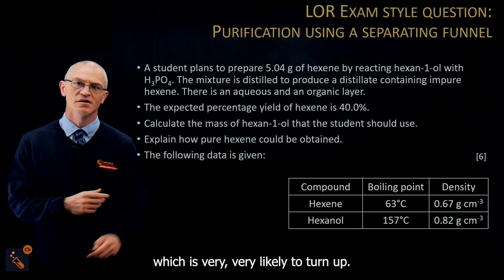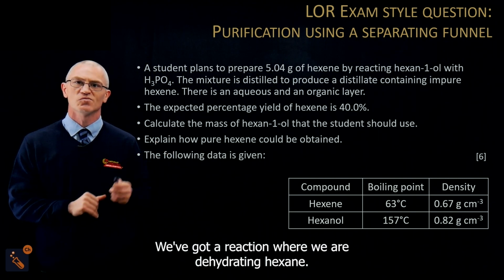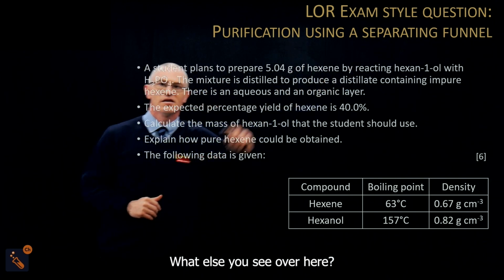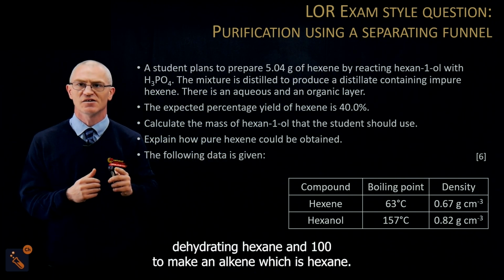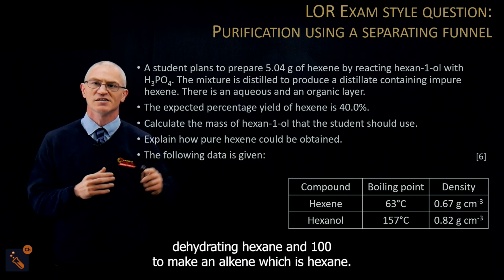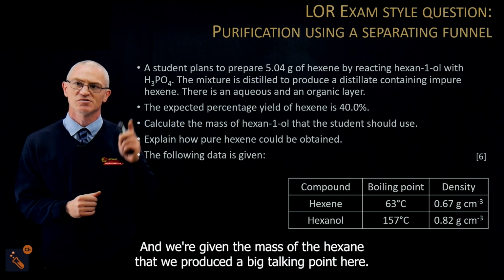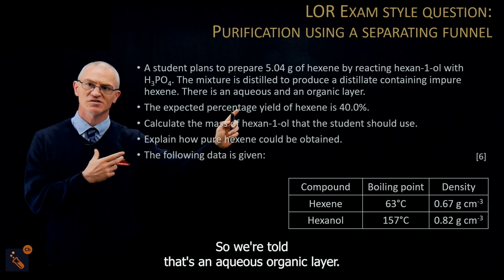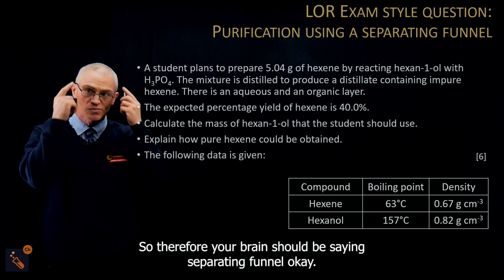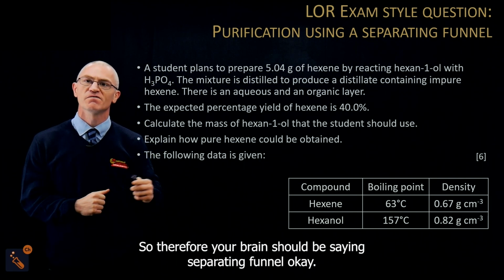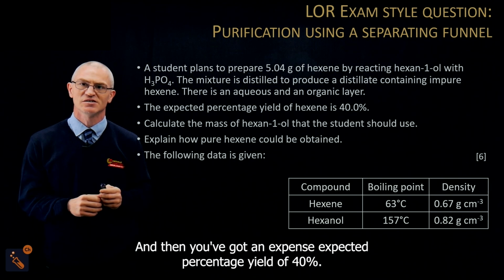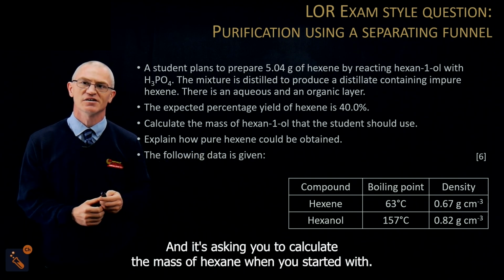to turn up. We've got a reaction where we are dehydrating hexane 1-ol, so you see over here, dehydrating hexane 1-ol to make an alkene, which is hexene, and we're given the mass of the hexene that we produce. Big talking point here, we've got acid in here, and we're told that it's an aqueous and organic layer, so therefore your brain should be saying separating funnel. Okay, and then you've got an expected percentage yield of 40%, and it's asking you to calculate the mass of hexane 1-ol you started with.